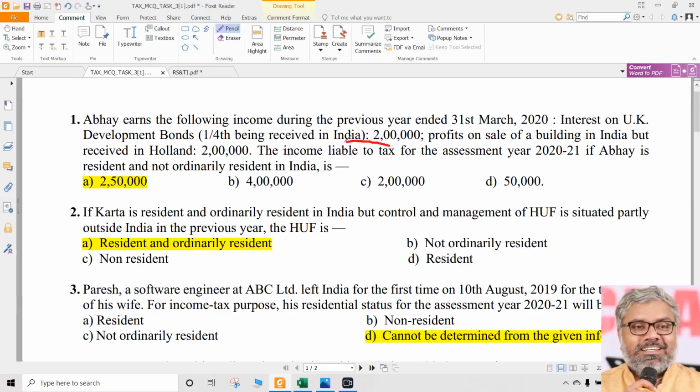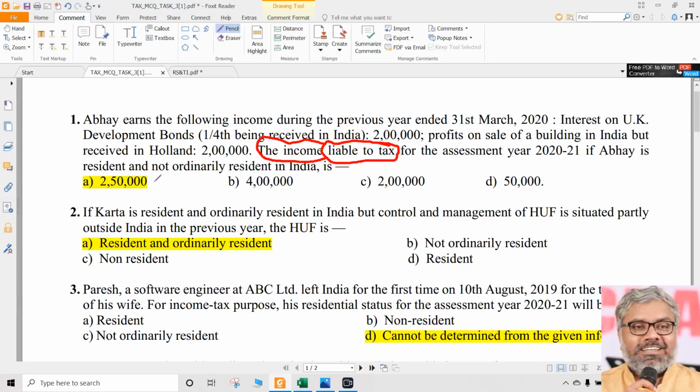Liable to tax. We are not talking about tax liability. This is where tax liability is different. Income liable to tax is different. That is completely different. This is what I was talking about. So what is this income liable to tax? Income liable to tax means taxable income, not tax liability. So taxability and tax liability both are different. That difference always has to be identified. So how much is the income liable to tax for the assessment year 2021?